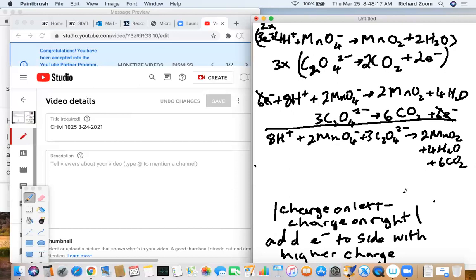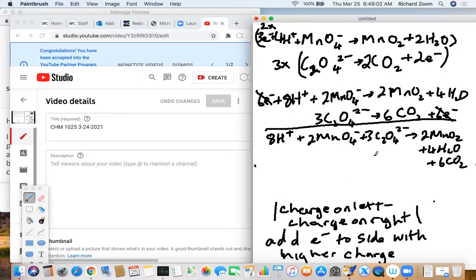Now that should be completely balanced. So let's look at the hydrogens first. We've got 8, and then we've got 4 times 2 is 8. Manganese, we've got 2Mn. Oxygens, we've got 2 times 4 is 8, plus 12 is 20. So it should be 20 oxygens on this side. On the other side, we've got 4 plus 4 is 8, plus 12 is 20. So the oxygens balance. The charges, carbons, we've got 6 and 6. And then the charges, we've got 8 minus 2 is 6, minus 6 is 0, and on this side we've got 0. So everything is balanced.